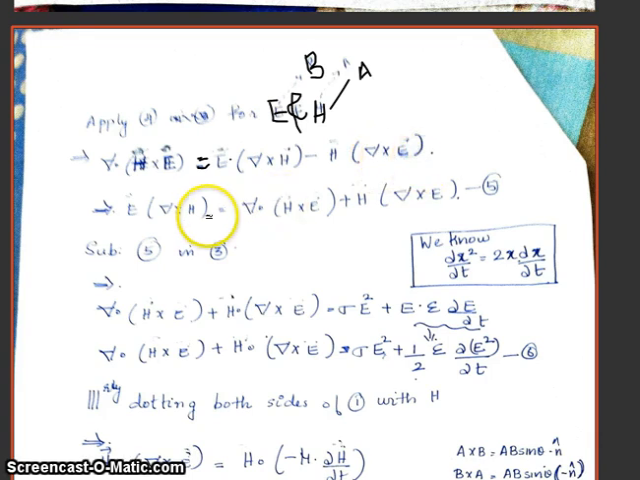Now I am simply rewriting the equation, taking one term to one side and the remaining term to the other side, so that I can write E dot del cross H is equal to del dot H cross E plus H dot del cross E. That is my equation 5.